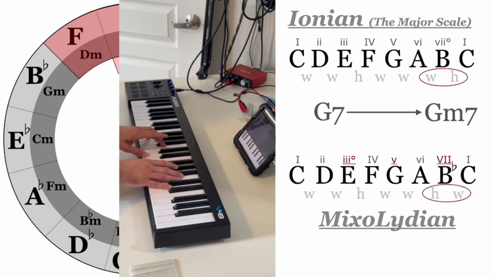So again, let's listen to them side by side. We'll start off with the G dominant 7th, followed by the G minor 7th. G dominant 7th. G minor 7th.